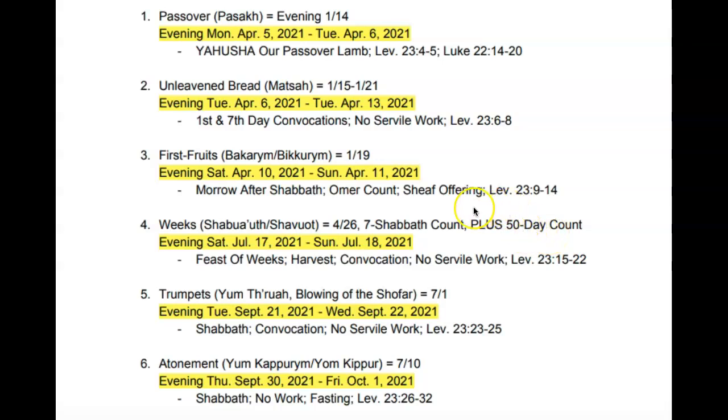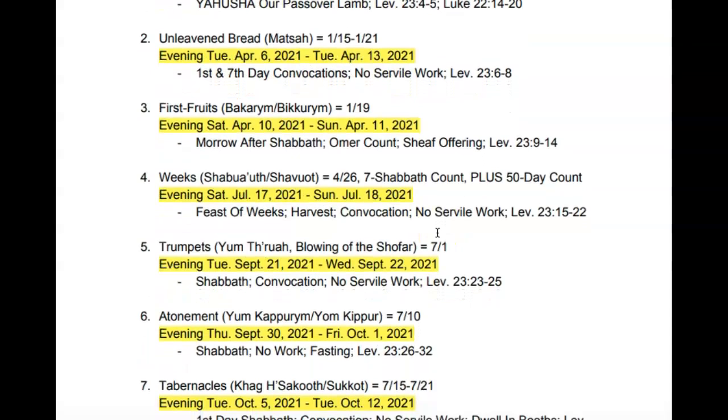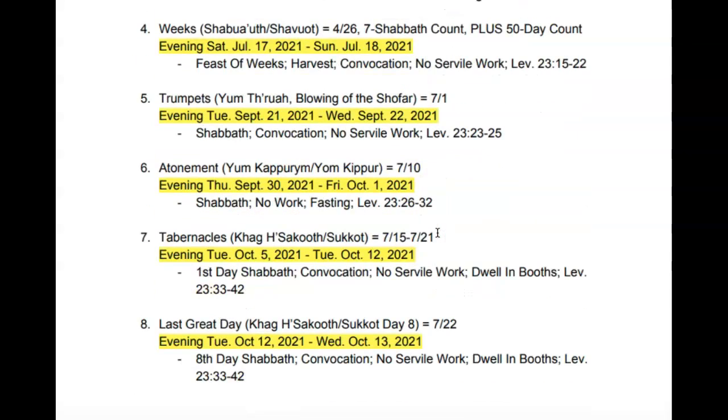And when you count from that point after the first fruits, you arrive to this day right here, which is July 17th through July 18th, 2021. And that's when it is. You can learn more about that in Leviticus 23, verses 15 through 22, and also in our Harvest Festival video that was done covering this subject more in depth. Then you have the fall appointed times that are listed right here, which are trumpets, atonement, and tabernacles. And the last great day that's also attached to tabernacles.